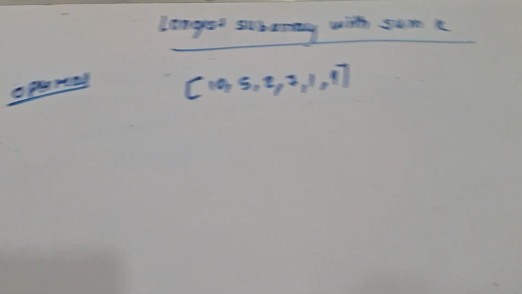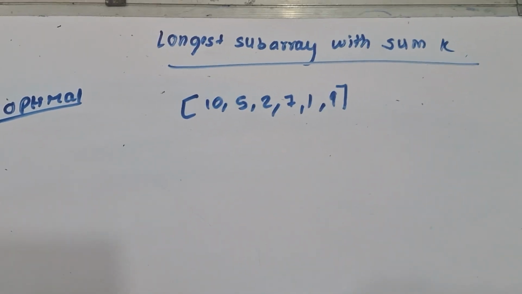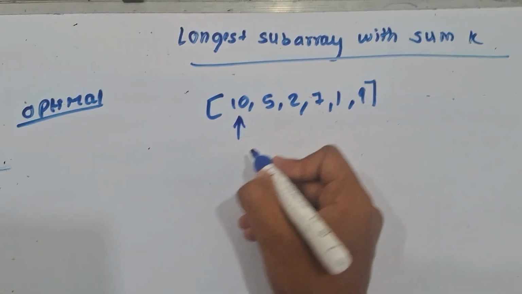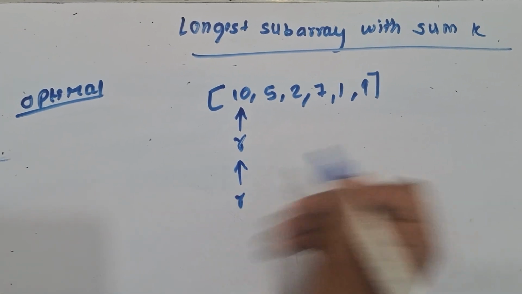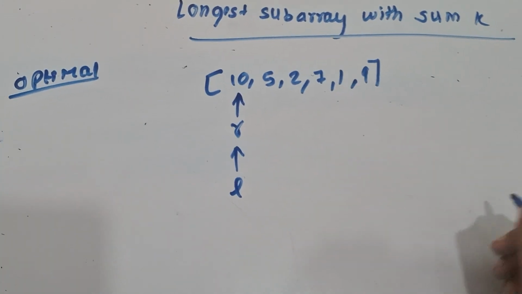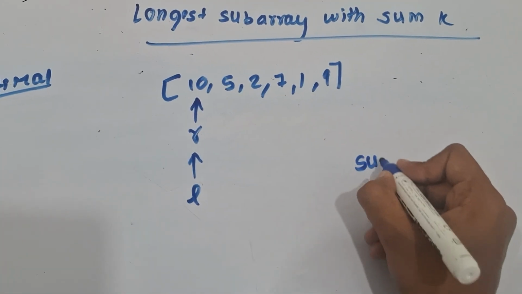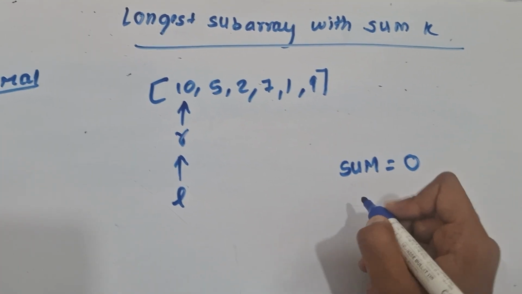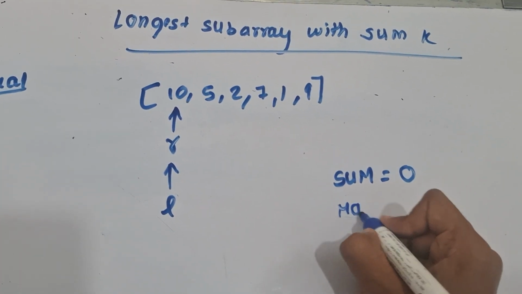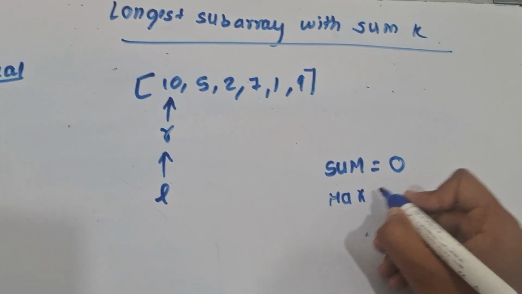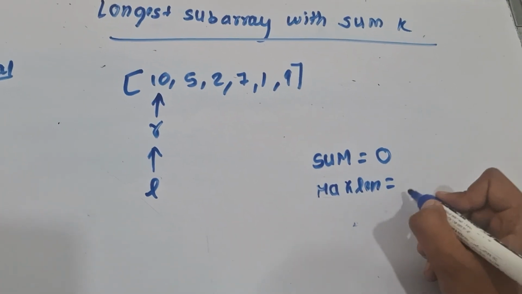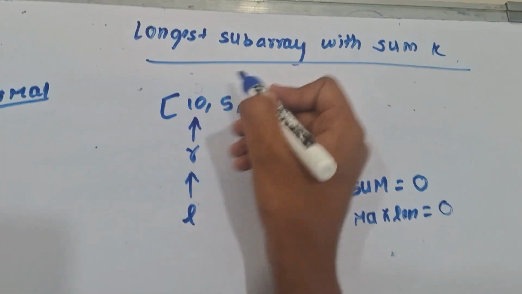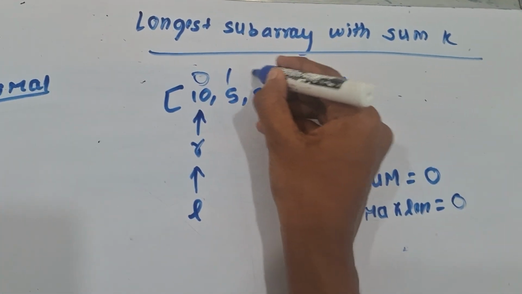So let's get started. The optimal approach uses two pointers or a sliding window. So we use two pointers, which is a right pointer and a left pointer, and we maintain sum, the sum of the window we have, which is initially 0, and also the max length, which is initially 0.